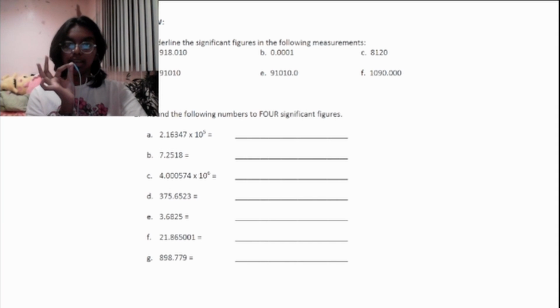So, significant figures and calculations. These are more questions on significant figures. I'm not going to go through each of them, but if you want to do it for review, go ahead.